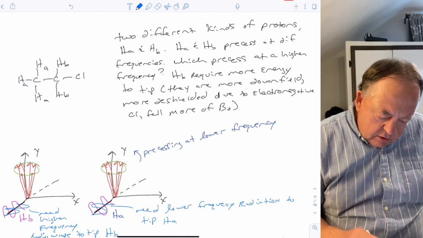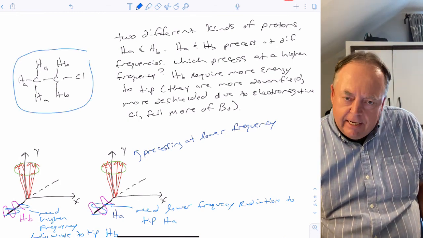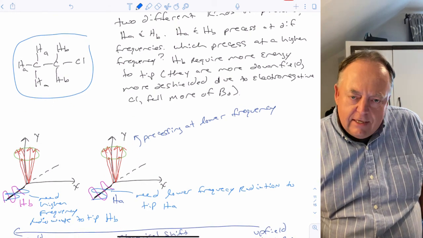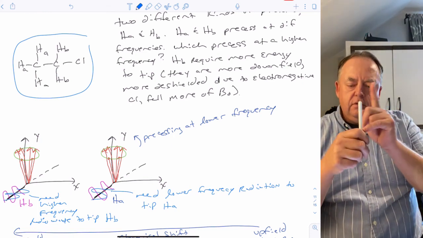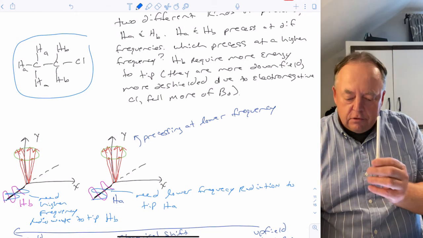Okay, so let's talk a little bit about this molecule. There are two kinds of protons in that molecule, HA and HB. They would be precessing about the external magnetic field at different frequencies.